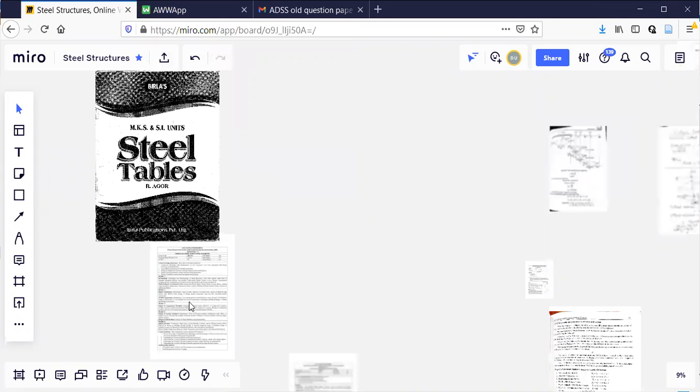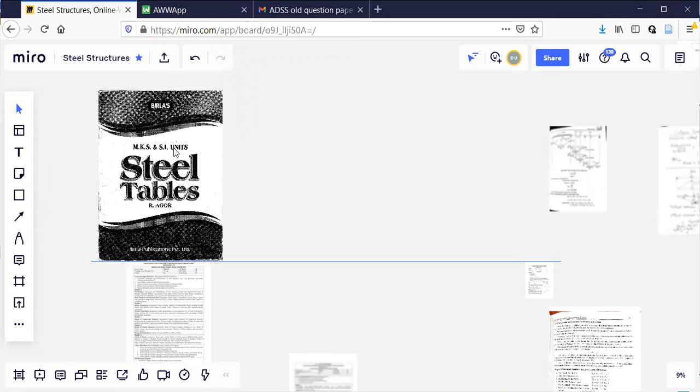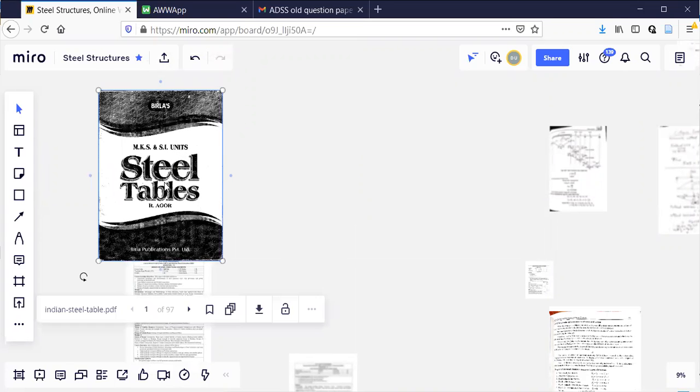This is the steel table that you need to download. You may be having this book, I think, but if you're not having, I'll share it. So how many pages are there? You can see 97 pages are there here. This is the steel table by Agor.